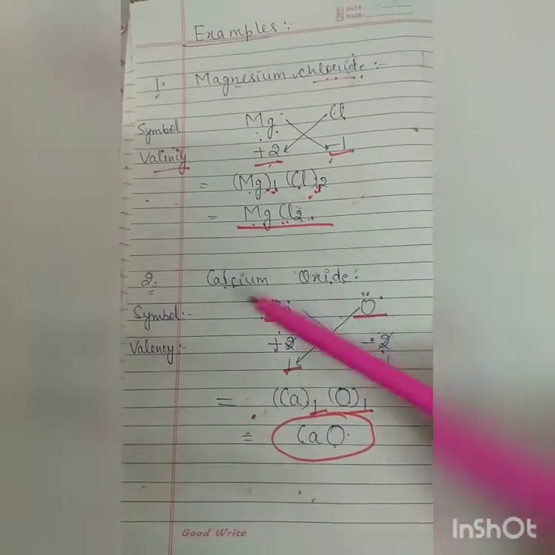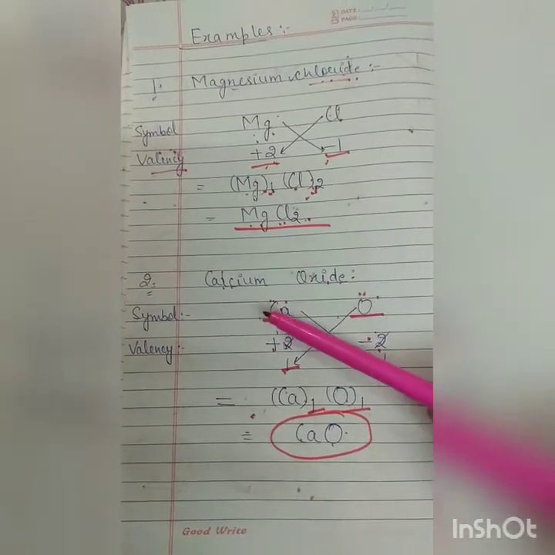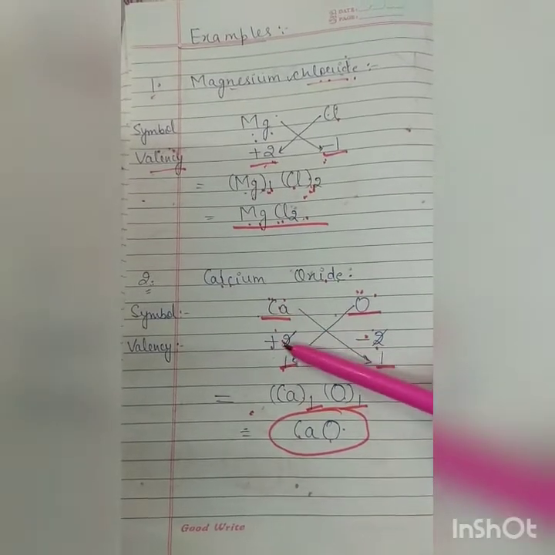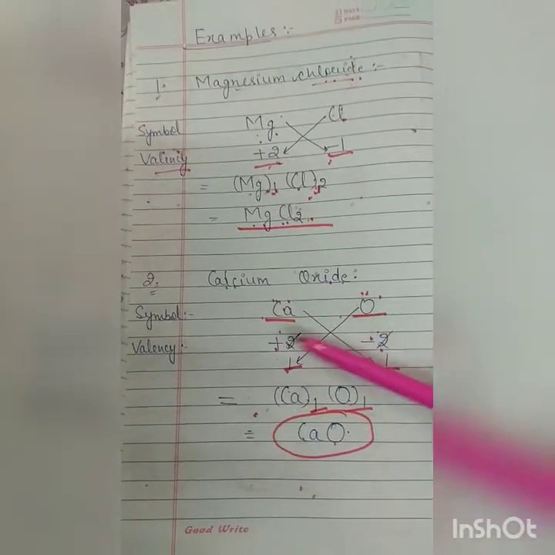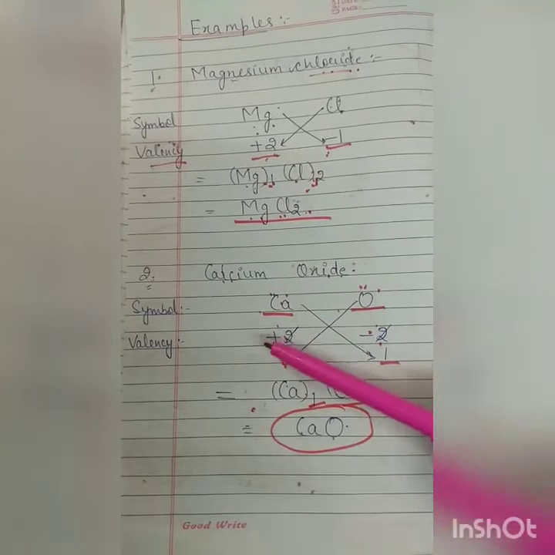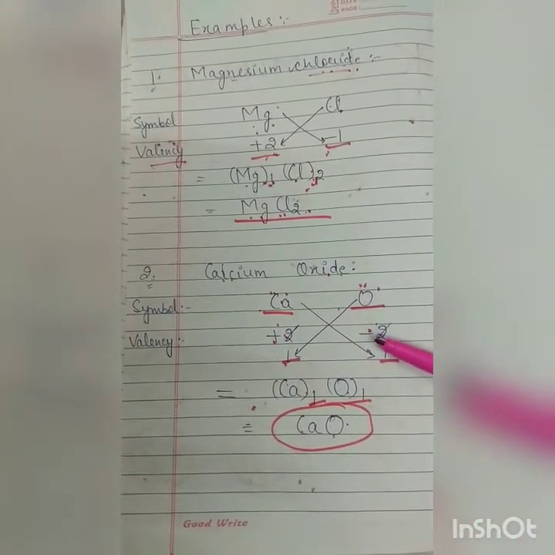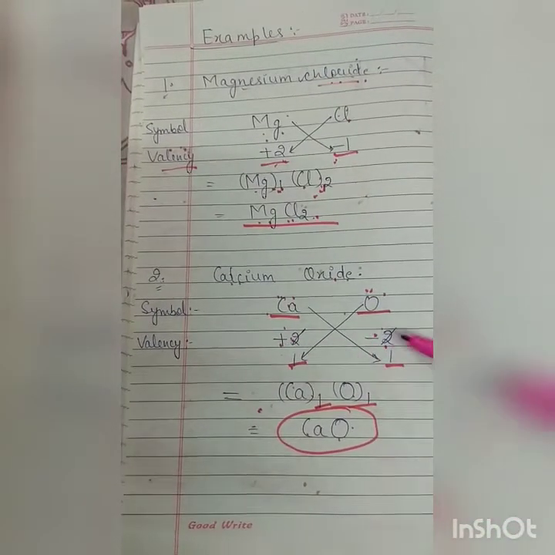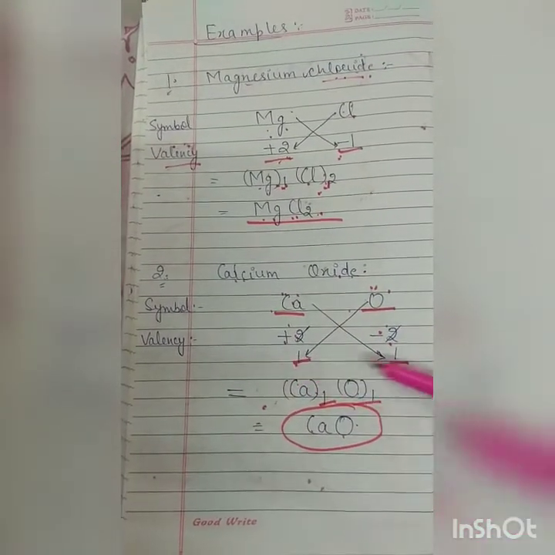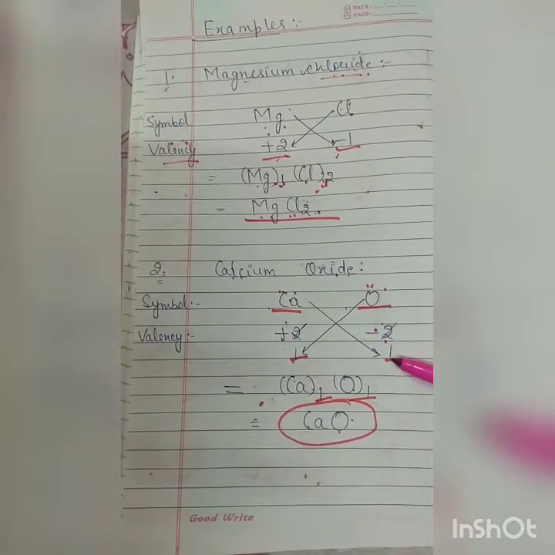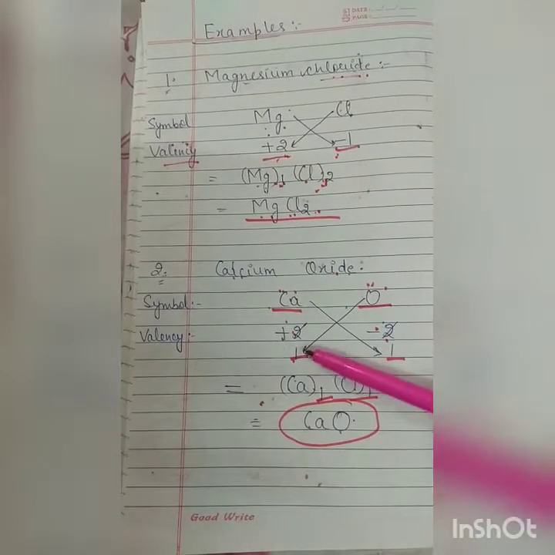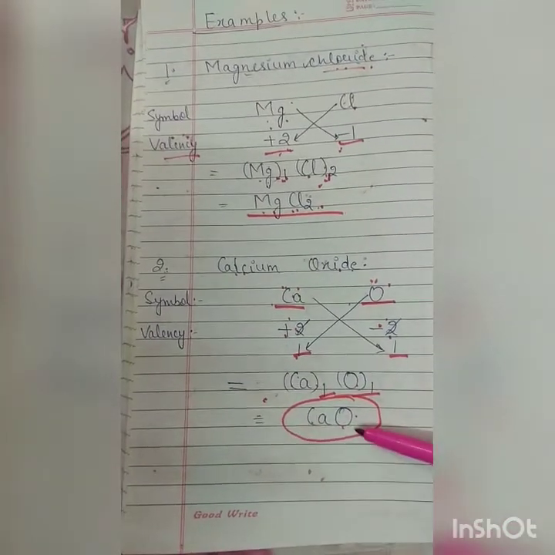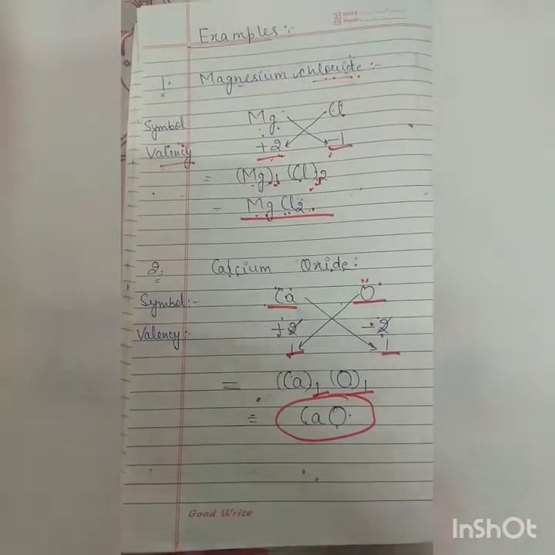In the next example, we are having calcium oxide. First step, we have written the symbols. Then we have written their valencies. As I told you earlier in the videos, if the valencies can be cancelled by the same factor, we need to do that. So here we have cancelled these two valencies by 2. So ultimately we will be getting 1 on each side. So now we cross multiply it. So calcium and oxygen both will get valency 1. So the formula will become CaO.